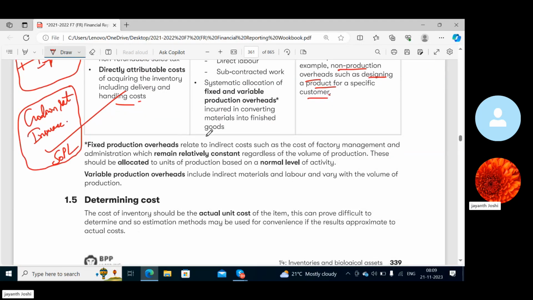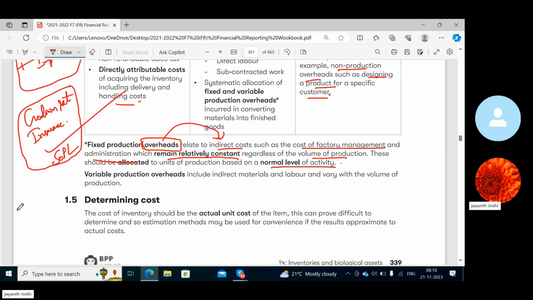So fixed production overheads relate to indirect costs such as cost of factory management and administration, which remain relatively constant regardless of volume of production. Yes, they are speaking about overheads. Overheads always are indirect expenses. I have many times mentioned, and these are of fixed nature. Cost of factory management and also administration. So these are always constant irrespective of level of production, volume of production, whether you produce more or you produce less. This is what is fixed. These should be allocated to units of production based on normal level of activity. Allocated means should be put into that category completely.